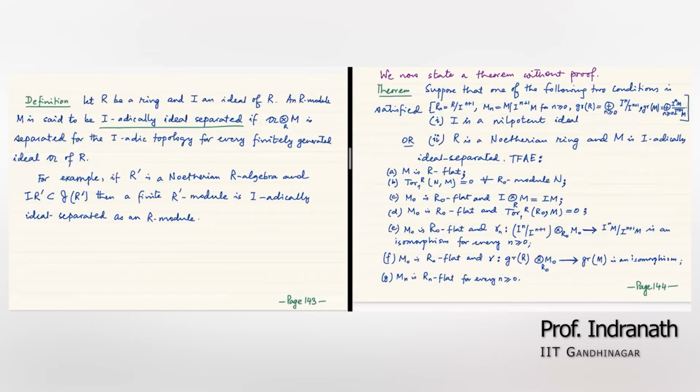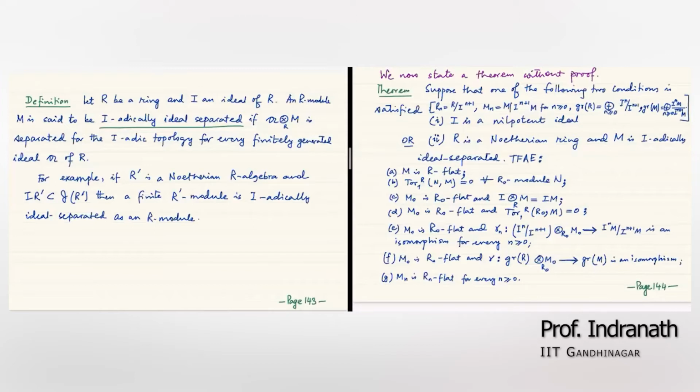Yeah, so now I'm just stating a theorem without proof because I don't want to get into the detailed checking. For the time being, you just accept it. If necessary, I'll add a proof later on, but we don't really need it in full force. That is why I felt that maybe I can just make a quick comment. Okay, so it says the following, that suppose that one of the following two conditions is satisfied.